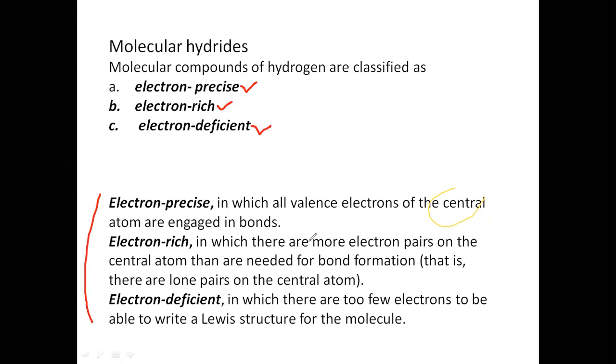When the central atom forms bonds, most importantly, all its valence electrons are involved in the bond formation. Such molecular hydrides are called electron precise. Precise is sufficient. The octet is complete.